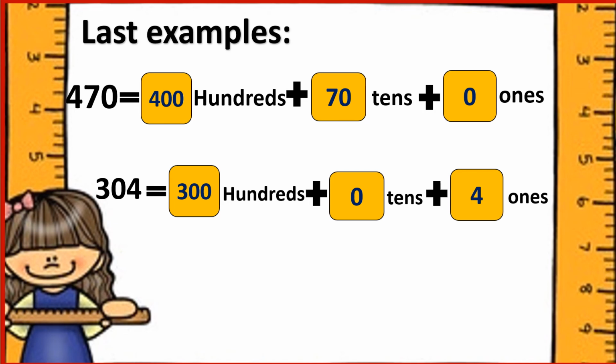304. So 300 is in hundreds place. So we will write it as 300. And 0 is in tens place. So we will write 0 in tens place. And in ones place we have 4. Very good. So children, like this, you will split and write the numbers in the worksheet.